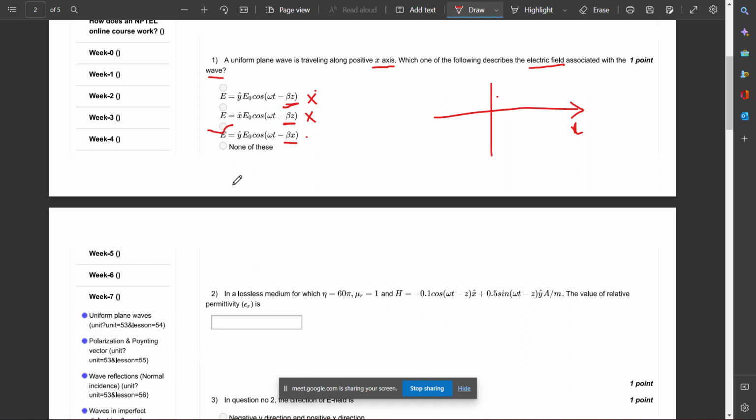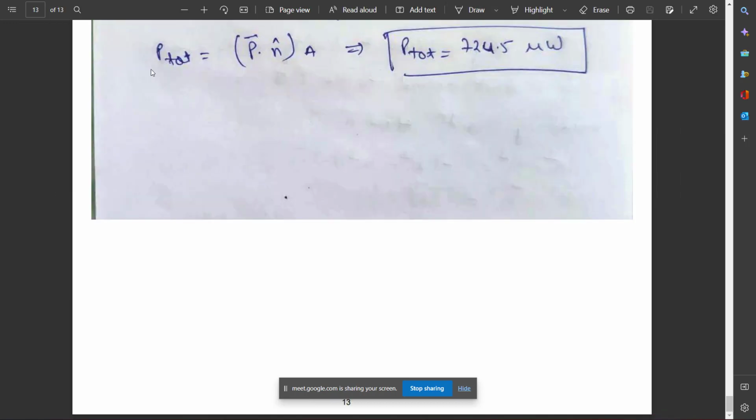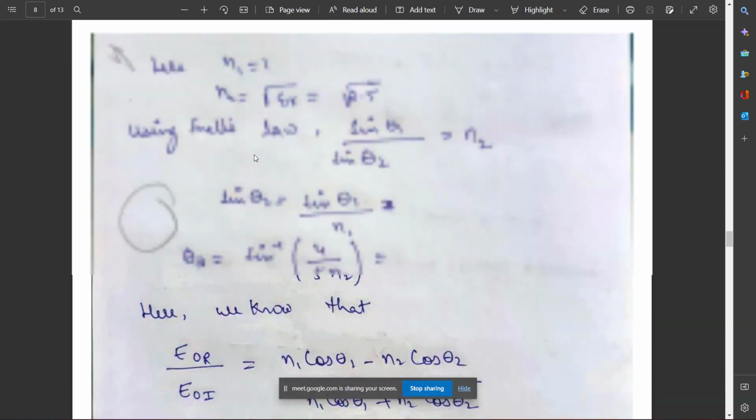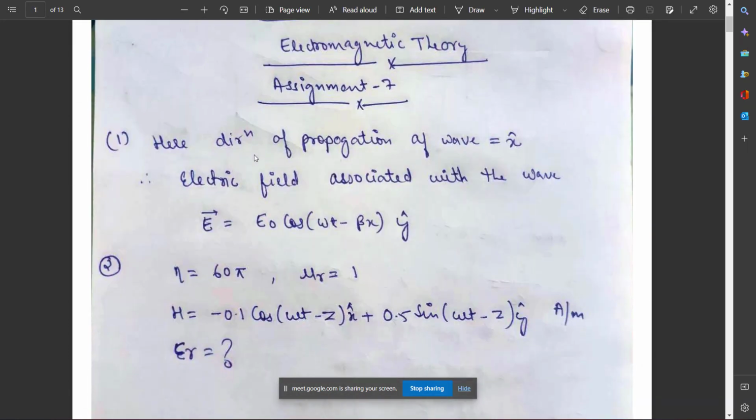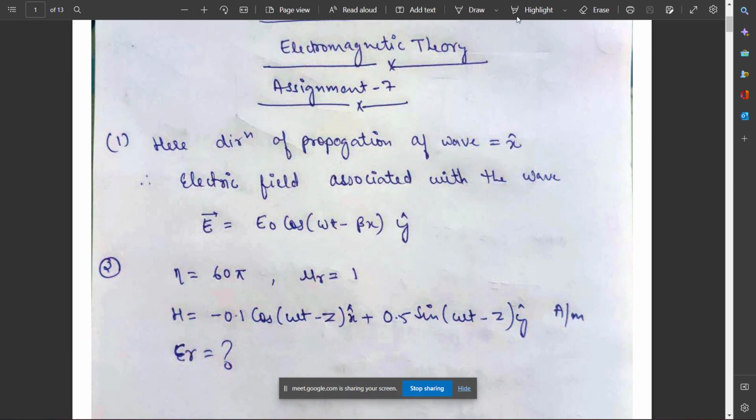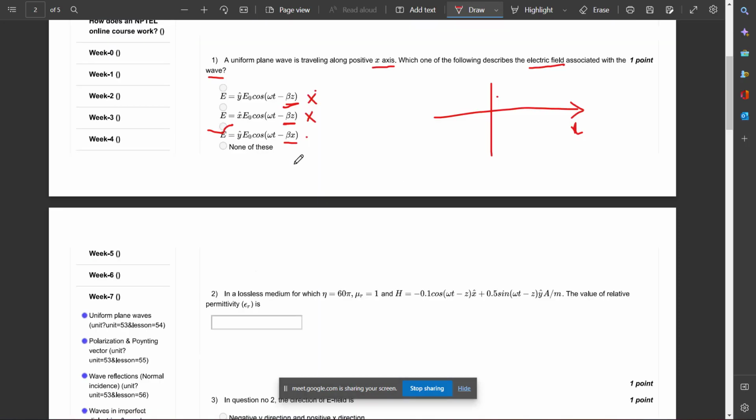One second. So here for question 1, the direction of propagation of wave is x direction, isn't it? So the electric field associated with the wave will be propagating in x direction. So this will be the correct option, Option C.